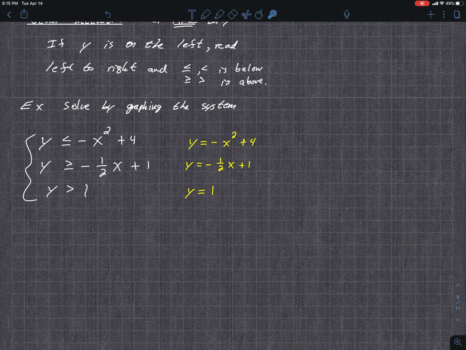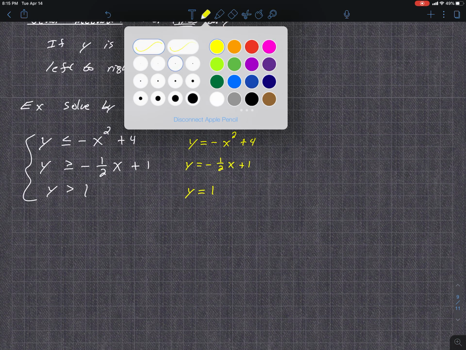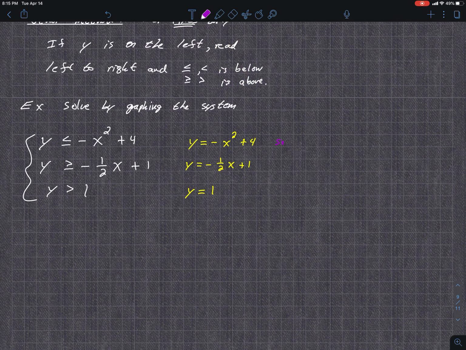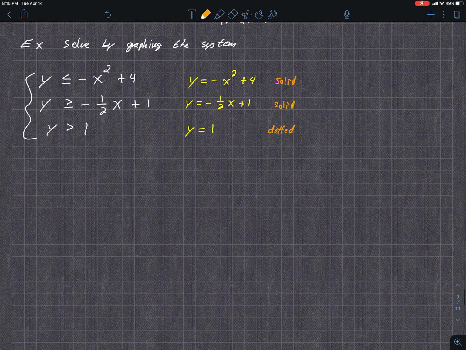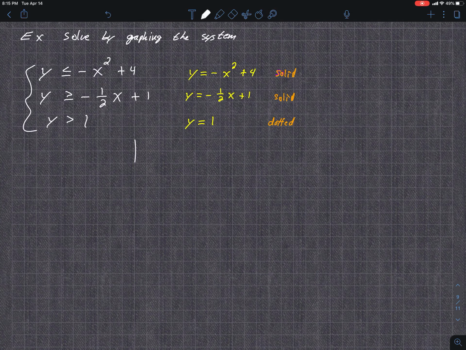And then we note now if the lines are solid or dotted. So if it says or equal to, solid, solid. So these are both solid. Oops, let's change the color on that. So these are solid, solid, dotted. Okay, so let's graph those and then we'll find the intersection points.